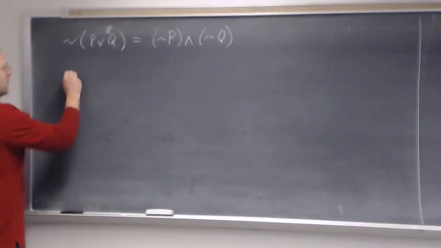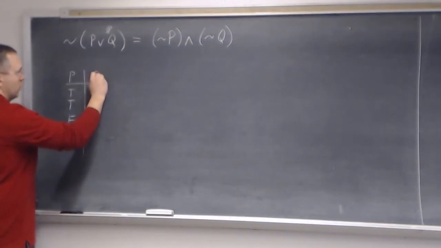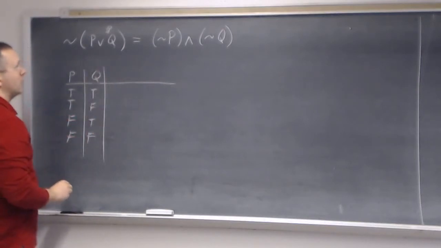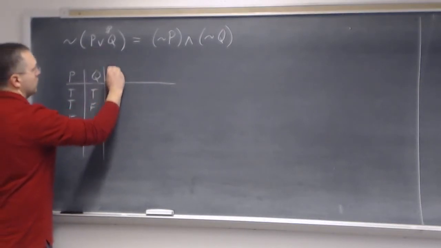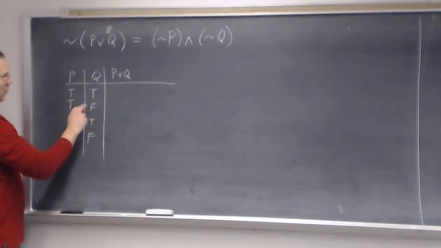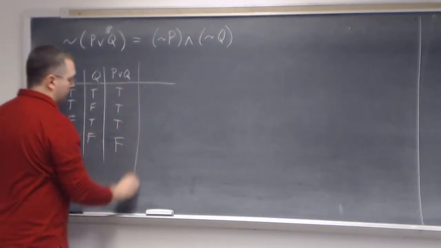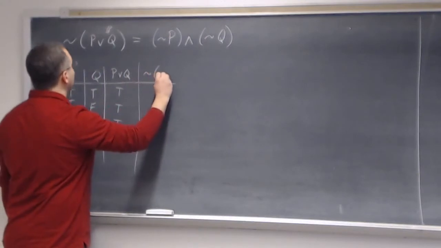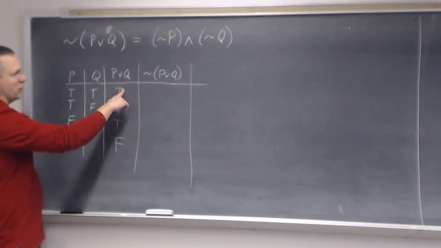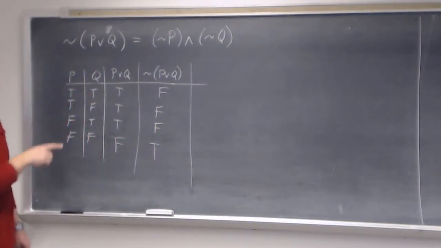We have two individual statements, so in my truth table, I'll have P and Q. And then I need, let's do P or Q. P or Q is true if I have at least one true. So it's true, true, true, false. Then I'm going to do the negation, so it's not the case that P or Q. That would have the exact opposite truth table. I just flip all these. If this is true, then this is false: false, false, false, true. So that's one of the truth tables I need.